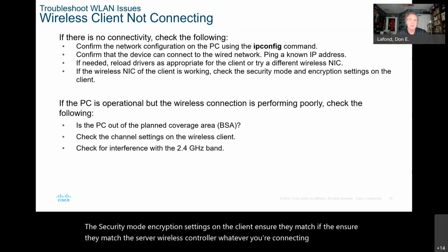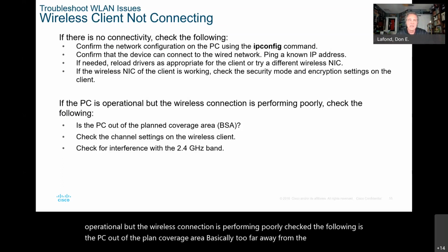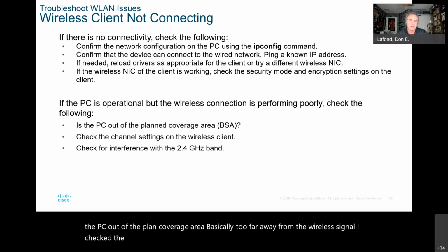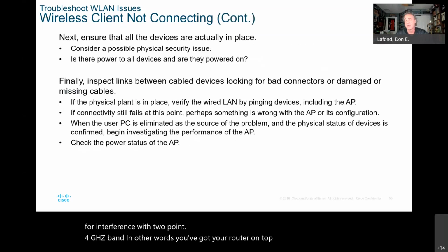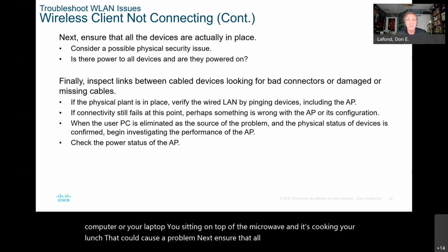If the PC is operational, but the wireless connection is performing poorly, check the following. Is the PC out of the planned coverage area, basically too far away from the wireless signal? Check the channel settings on the wireless client and check for interference with the 2.4 gigahertz band. In other words, you've got your router on top of a microwave, or your laptop is sitting on top of a microwave and it's cooking your lunch. That could cause a problem. Next, ensure that all the devices are actually in place.